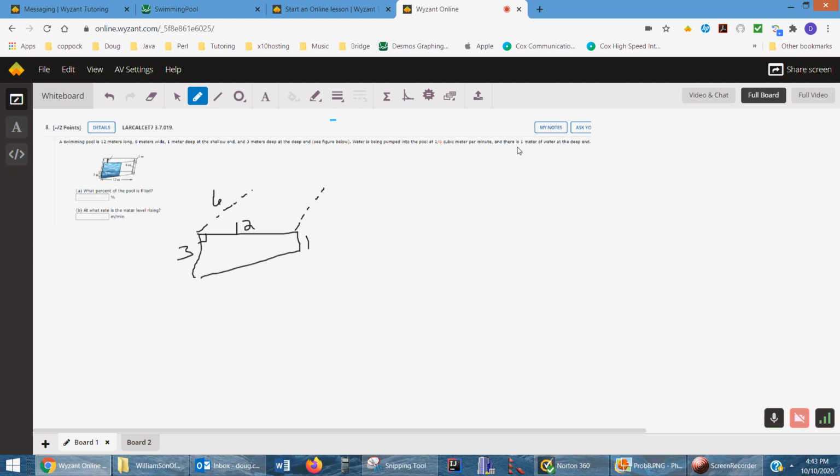By the way, this is a poorly stated problem. There is 1 meter of water at the deep end. It really should say the depth of the water at the deep end is 1 foot. Here's kind of what the picture looks like. There's the amount of water that we have if there's 1 foot in the deep end.